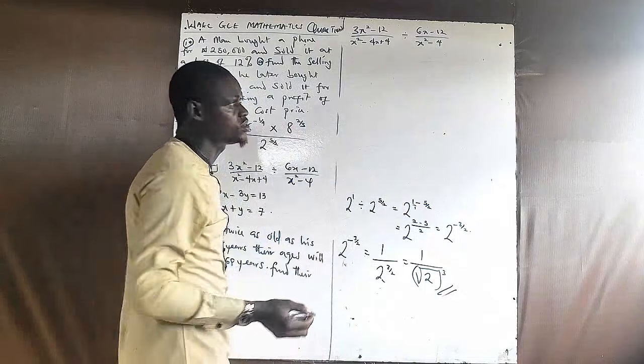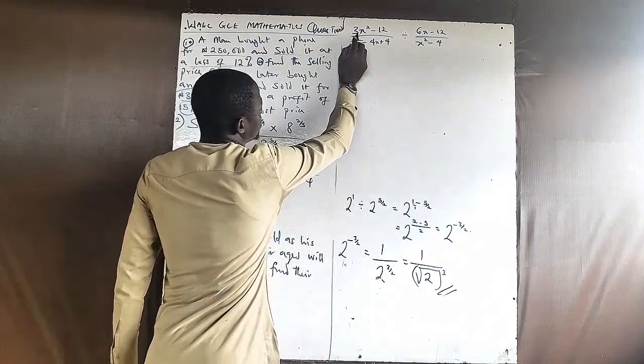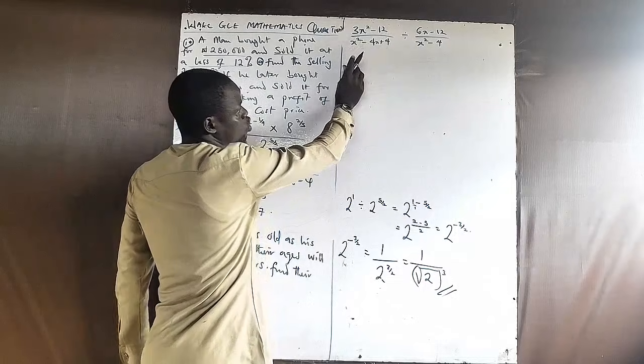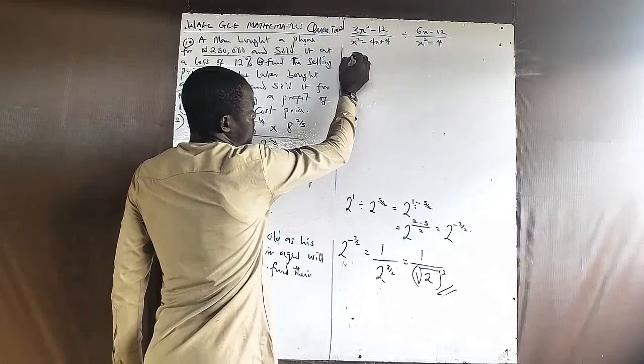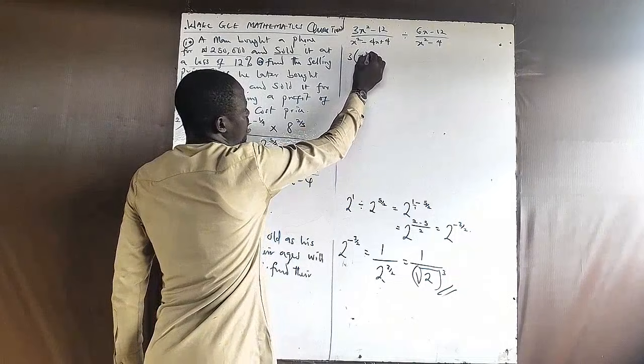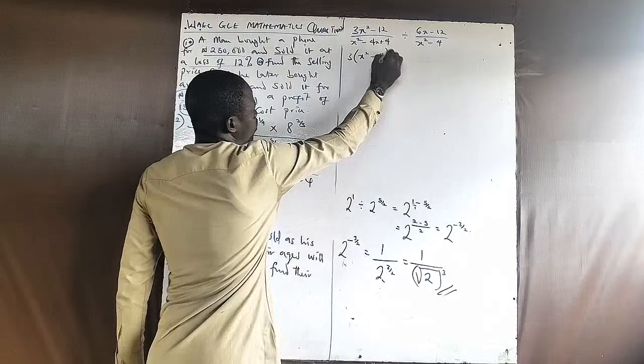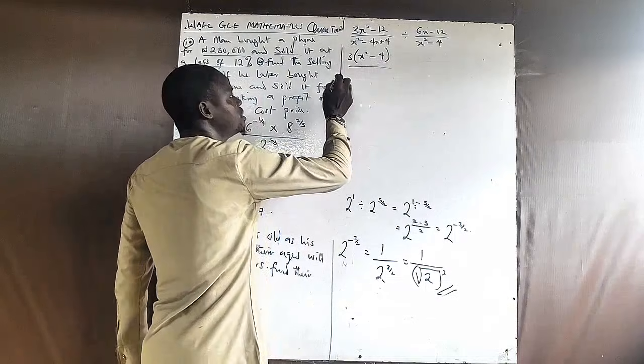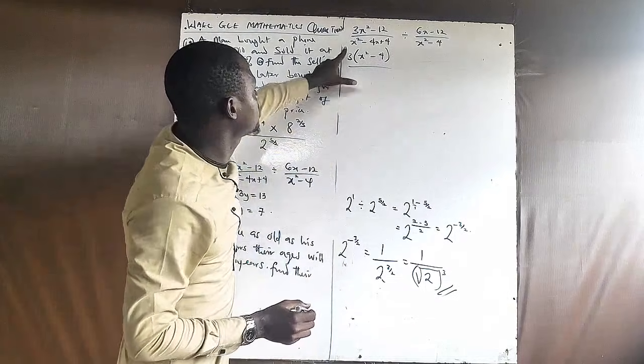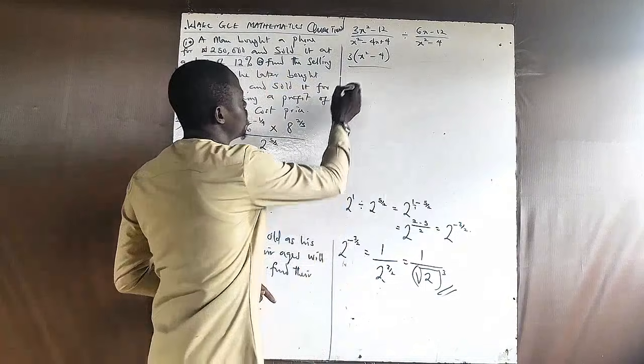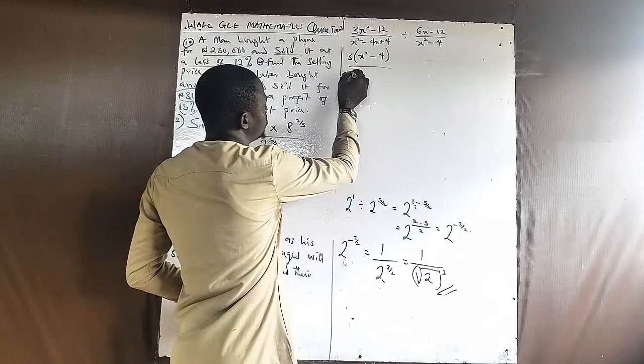Now, you can easily solve this by going like this. This 3s squared minus 12, what is common here? It is 3, right? I'm bringing it out: 3 times s squared minus 4, over. Now, this is a quadratic that needs to be simplified. I have s squared, let me bring it out first.